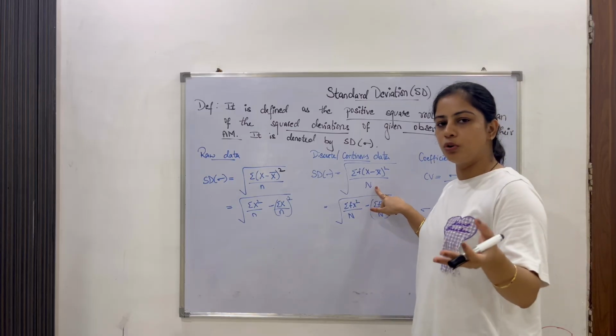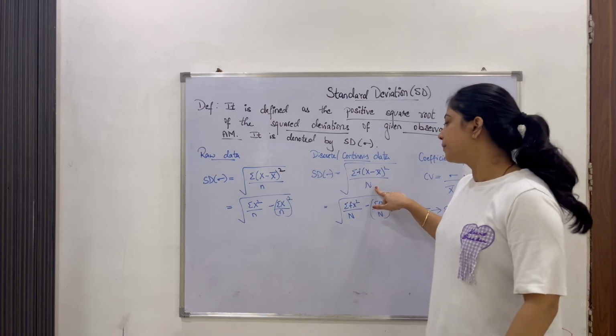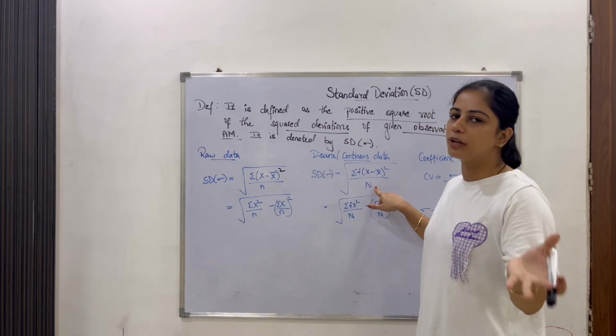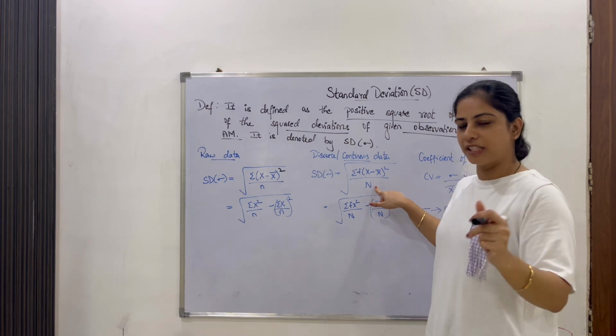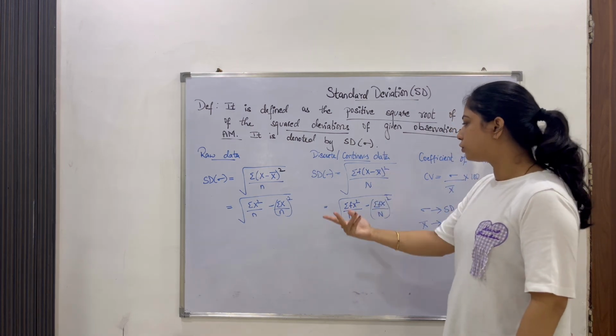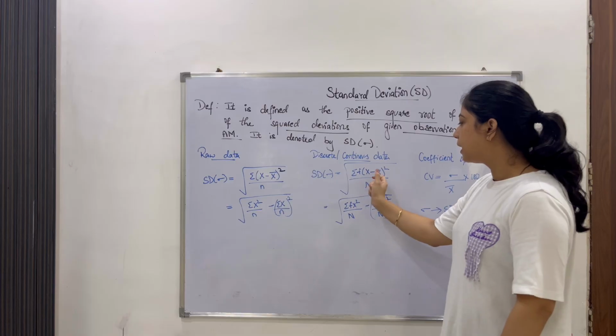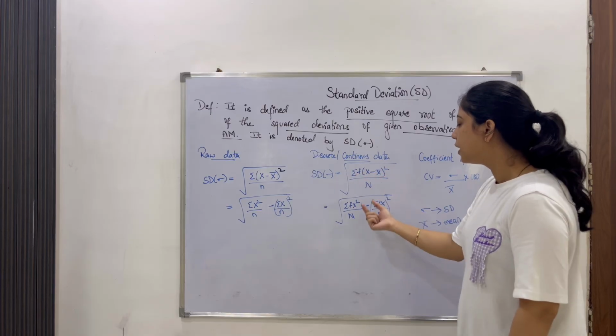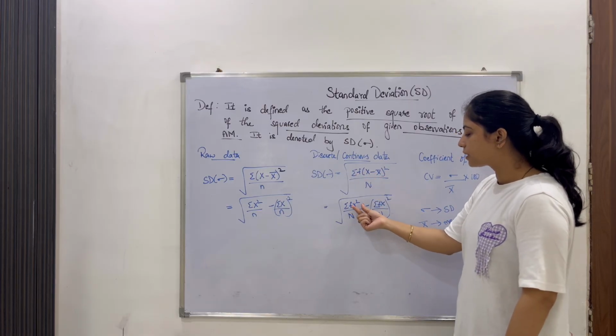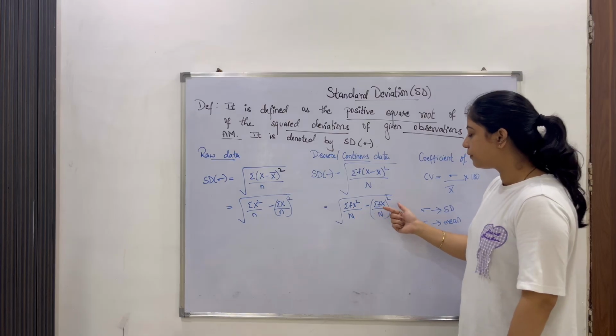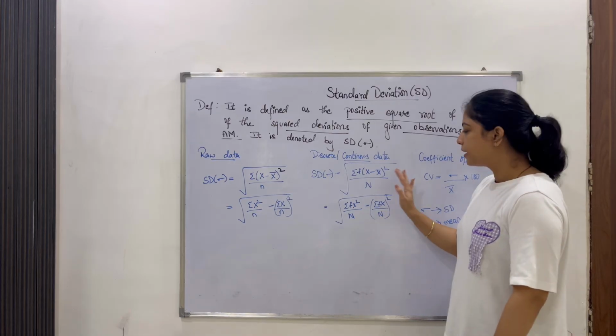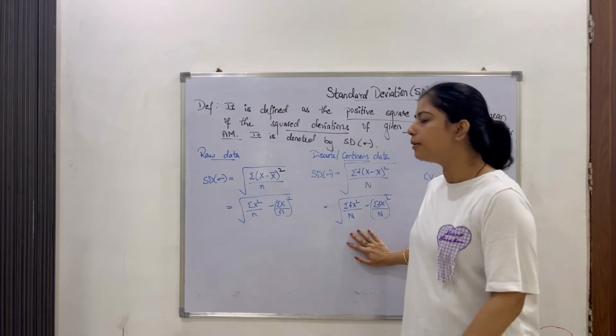Capital N, as you all know, is nothing but total frequency. You can write it as capital N or as summation f. Both mean the same. So again, for solving the problems, we break this particular portion into two parts: summation fx square by capital N minus summation fx by N the whole square. So this is easier in order to solve the problems.